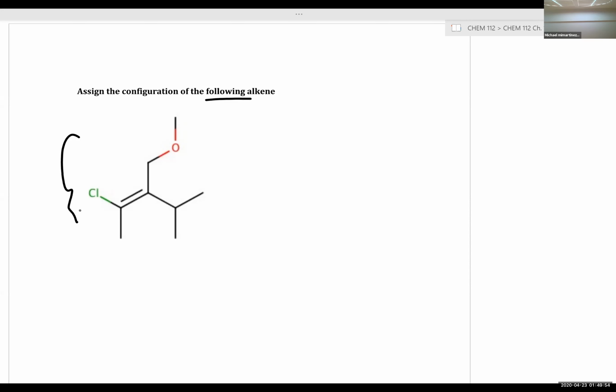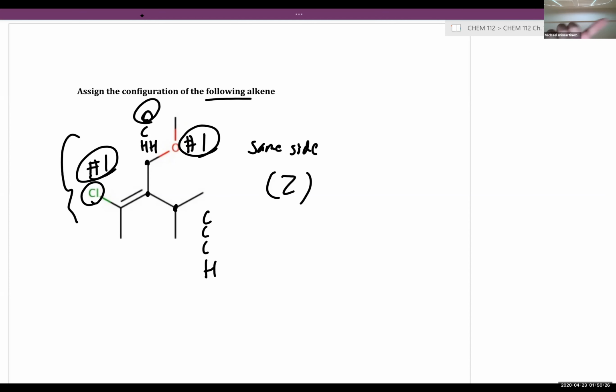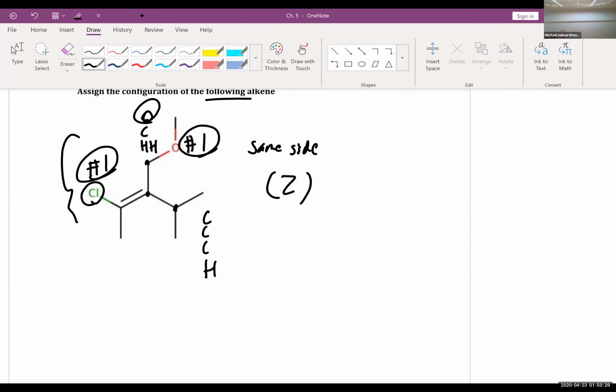I see a lot of people typing Z, so let's talk about this. Obviously the chlorine's priority 1. Tracing off, this carbon has an oxygen, a carbon, and 2 hydrogens attached. This center has 3 carbons and a hydrogen. Oxygen wins, so this top group is priority 1. Both of our high priority groups are on the same side, so you are all perfectly correct in saying that it's Z. A huge chunk of the class got that perfectly correct. Very good.